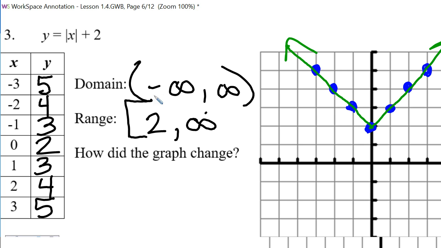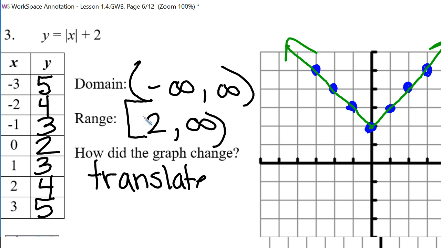Now, how does this one compare to the parent function? It goes up how many? 2 units. So we need to say translate up 2 units. Translate up 2 units. Okay, I want you to do number 4.